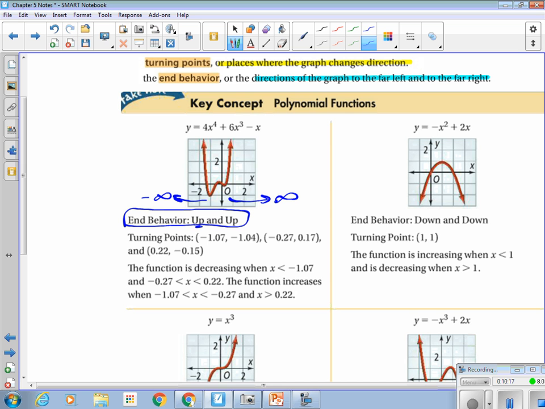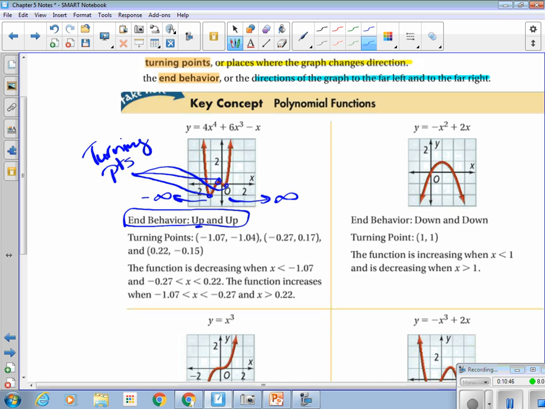So your turning points, I like to think of them as the peaks and the valleys. It's right where you change direction. So there's one right here. There's one right here. There's one right here. So our graph has 3 turning points.